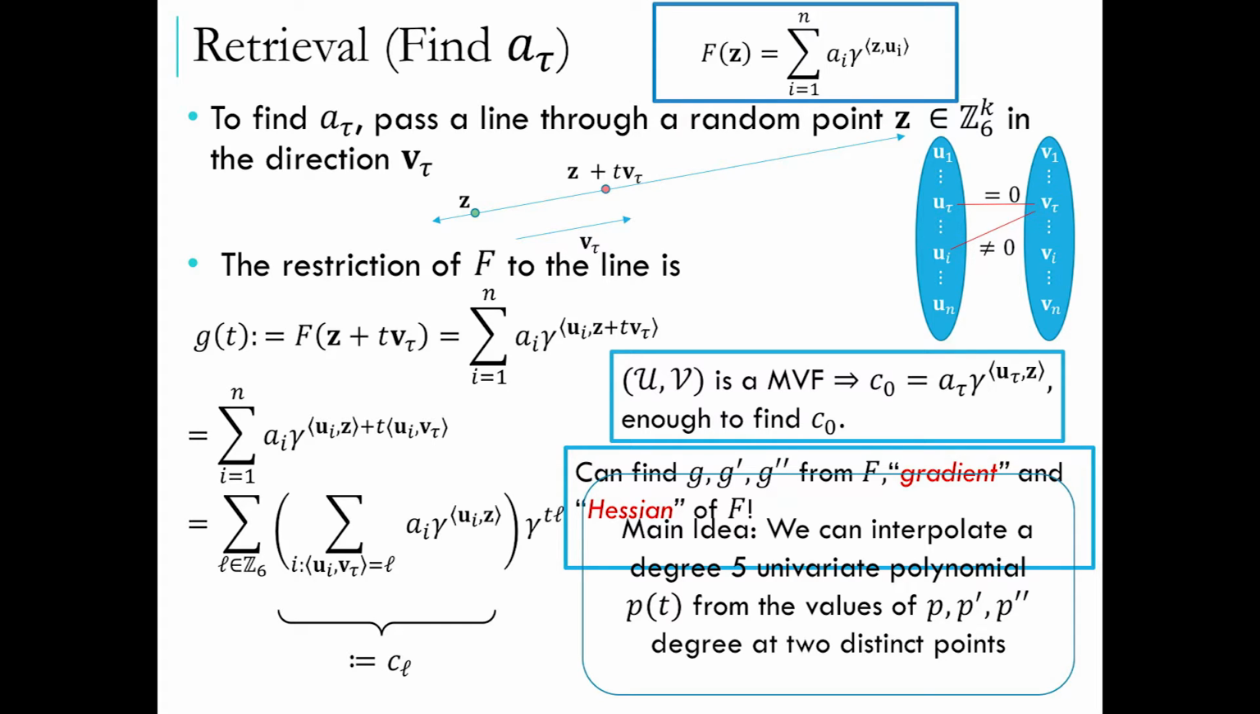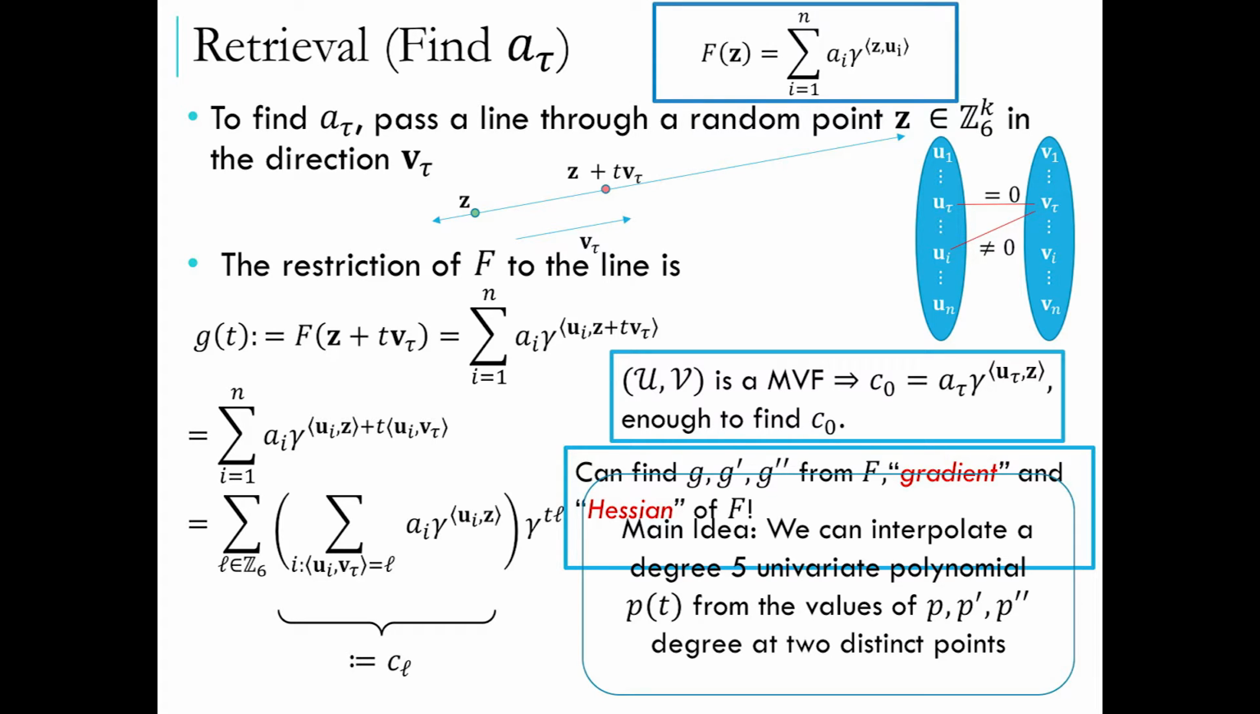Now what I'll do is collect all the terms which have the same value of ui inner product v tau. Let's call it L. I collect all the terms together, so now I have a summation over L in Z6, the sum of all terms for which the inner product of ui and v tau is L, times gamma to the tL, which comes out because it's the same in each one. Let's call this coefficient CL. So now we have 6 coefficients C0 to C5, and the function g of t looks like a linear combination of these 6 coefficients.